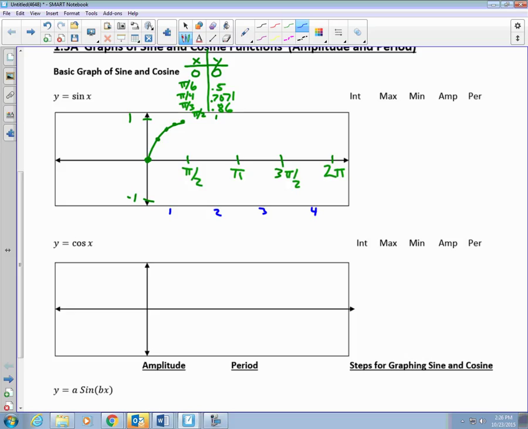Do you remember which quadrants sine is positive in? All students take calculus. So first and second. So therefore it's negative in the third and the fourth. Is a graph positive when it's above the x-axis or below the x-axis? Above. So sine is positive, or above the x-axis, in the first and second quadrants. It is negative in the third and fourth.